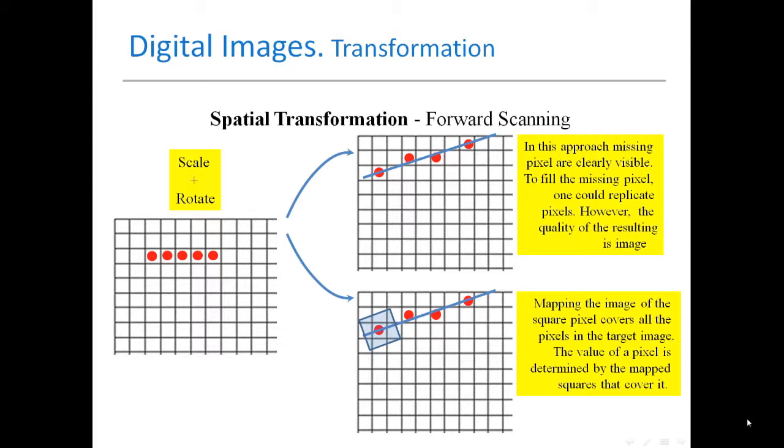Does anyone have an idea? 60%? Could be, maybe 30%, 60%. This is what we call forward scanning. We take the source image and transform it into the target image. And that's a nightmare to implement, because practically you need to compute all these percentages and then accumulate them. And eventually, you will not really get a good image. It's a nightmare.